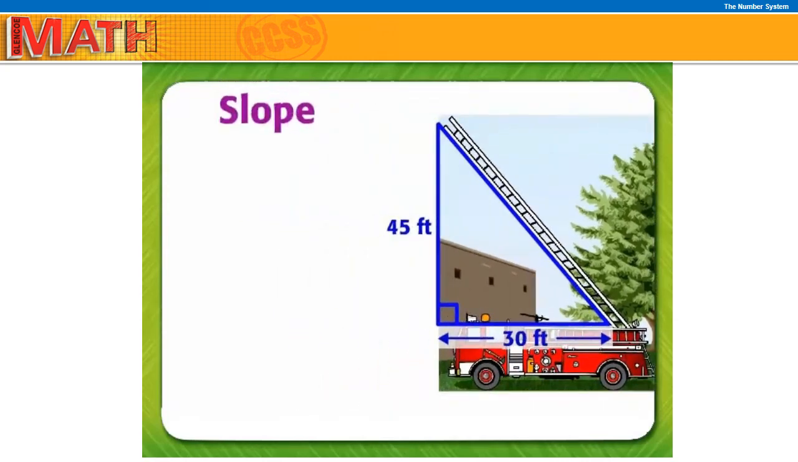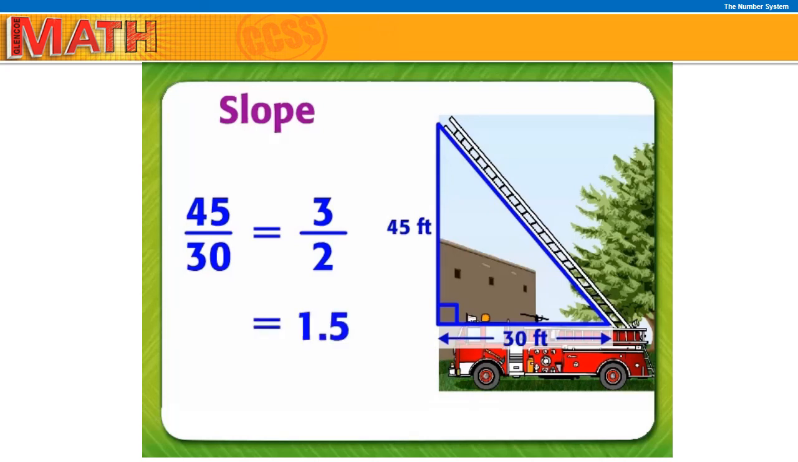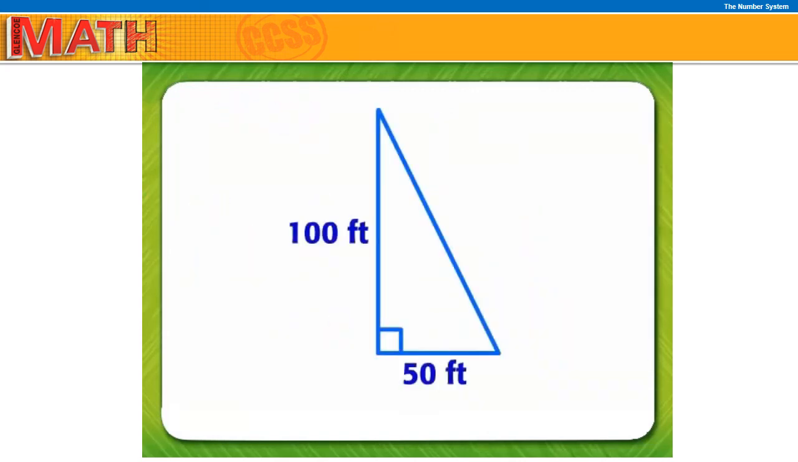To find the slope, look first at the height the ladder is raised. The ladder is raised 45 feet. This is called the rise. Compare that to the distance from the base of the ladder to the building, which is 30 feet. This is called the run. In simplest form, the rate of change is 3 divided by 2. For every 3 feet of rise, there is 2 feet of run. The slope is 1.5.